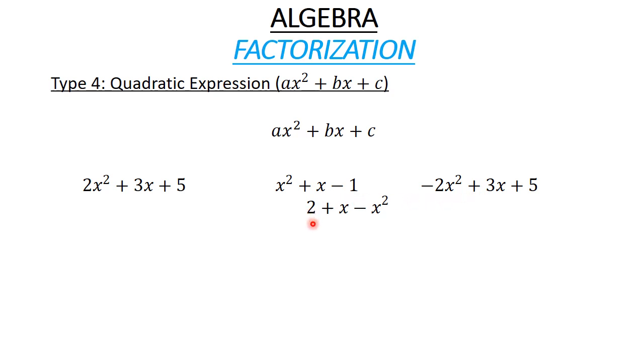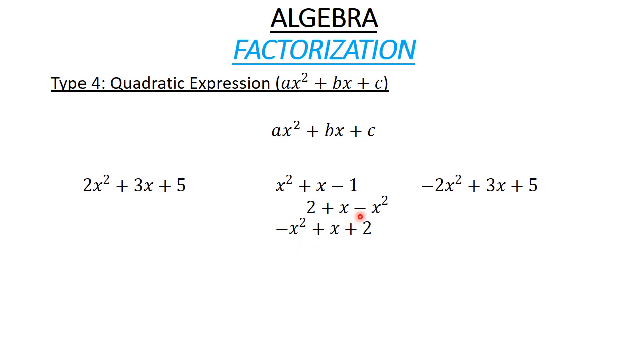The last one, which is quite interesting, is this one: 2 plus x minus x squared. So in this one, the terms are jumbled. They are not arranged like these other three. Even if they are jumbled, it's a quadratic expression, so long as you can rearrange the terms to have something that appears like this, where the first term is to the power 2, the second term doesn't have a power, and the third term doesn't have x. So we can rearrange to have this.